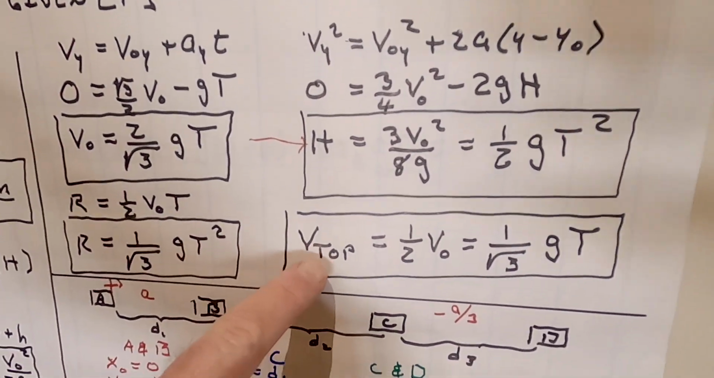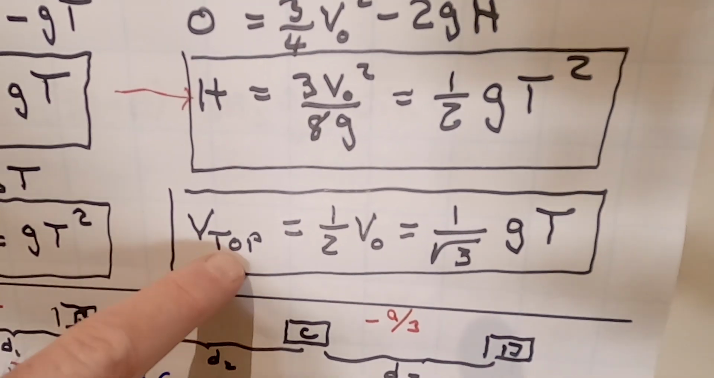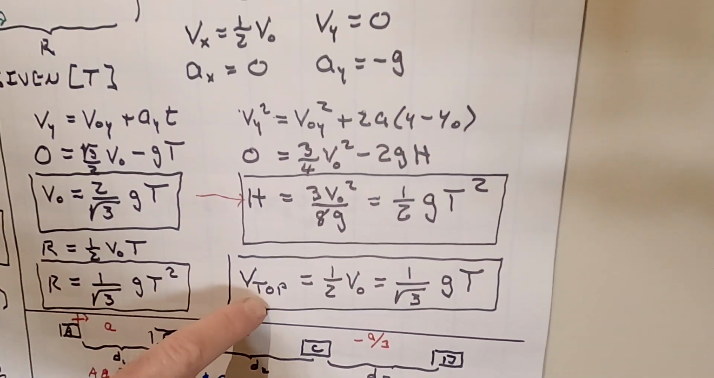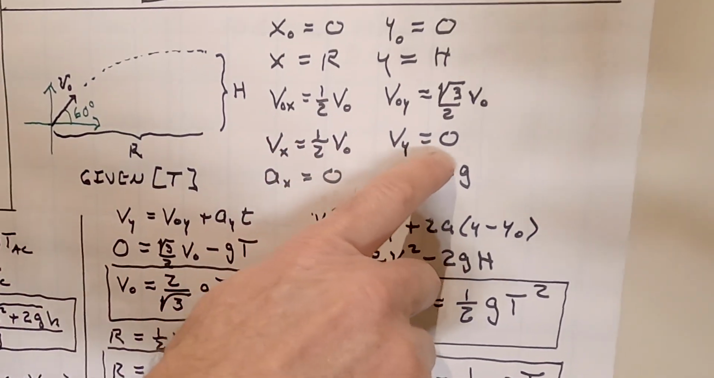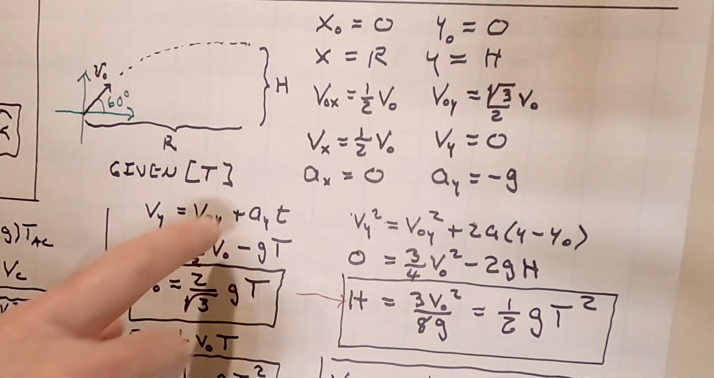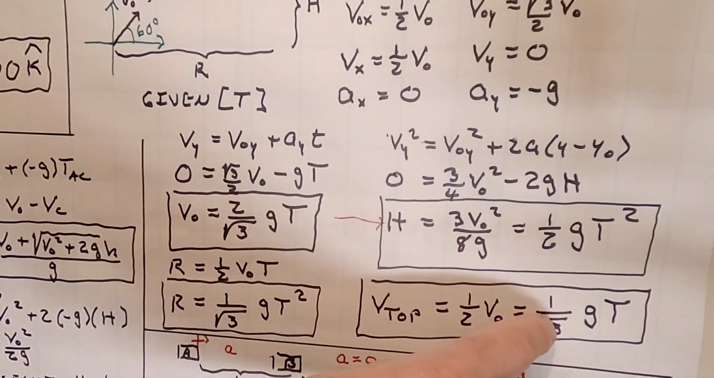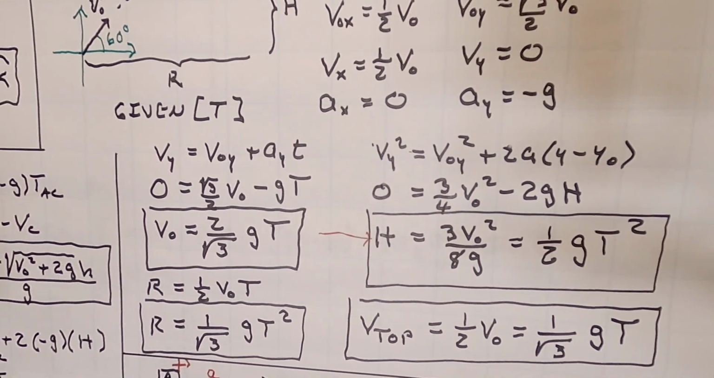And then I also wanted to calculate what was the speed at the highest point. Well, right there, it has no y. It's just 1/2 v naught. So it's just half of this. Half of that, just get rid of the 2. It's just 1 over the square root of 3 gt.